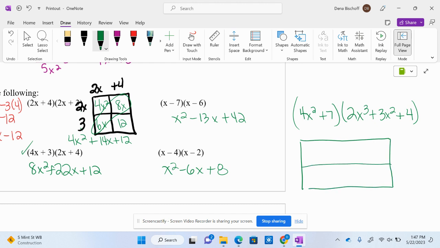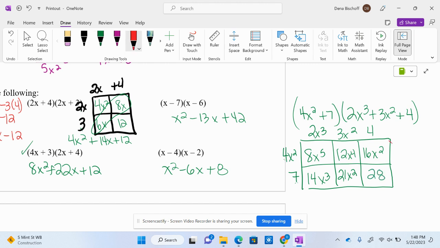I would make a 3x2 box, because you guys did so well with the box method. If you didn't have the box, you pretty much goobered it up. So 2x cubed. I also like distributing, but you did really well with the box. So 4 times 2 is 8, x to the 5th. 4 times 3 is 12, x to the 4th. 4 times 4 is 16, x squared. 7 times 2 is 14, and there's no x here, so this is just going to be x cubed. 3 times 7 is 21, x squared, and 7 times 4 is 28.